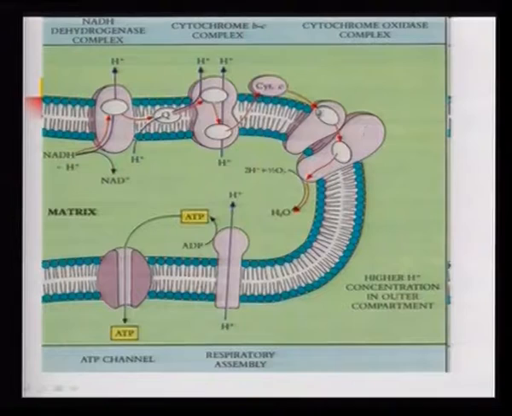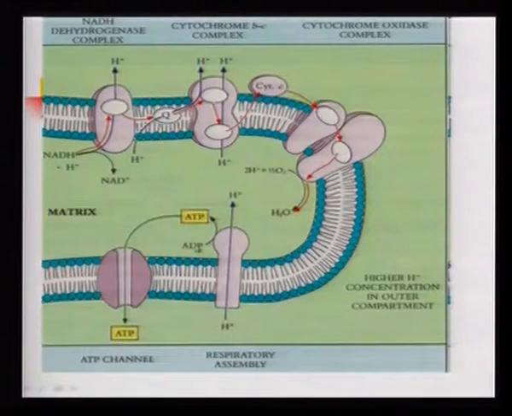Plus, we have a mobile electron acceptor, which we call ubiquinone, and an extrinsic electron acceptor, cytochrome C. Once again, we have 3 complexes: complex 1, the NADH dehydrogenase complex, complex B and C, and the cytochrome oxidase or cytochrome AA3 complex. Besides these, we have one F1 elementary particle also.